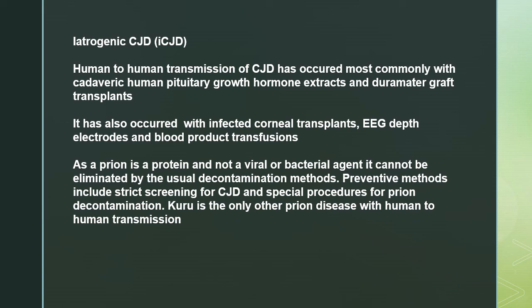As a prion is a protein and not a viral or bacterial agent, it cannot be eliminated by the usual decontamination methods. Preventive methods include strict screening for CJD and special procedures for prion decontamination. Kuru is the only other prion disease with human-to-human transmission.